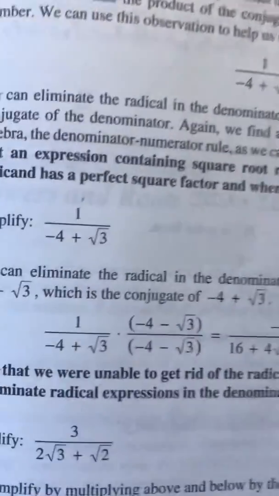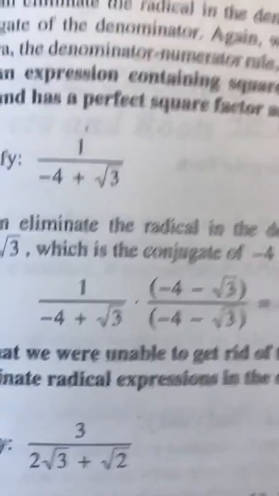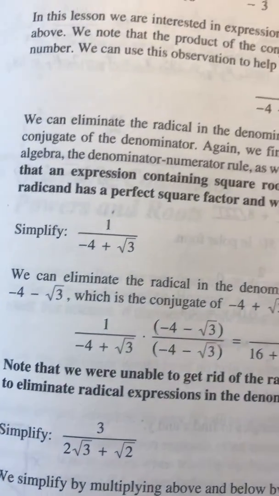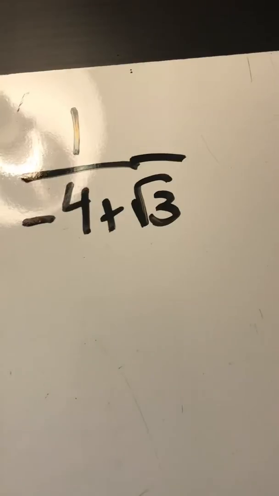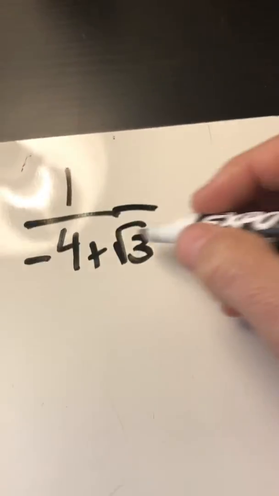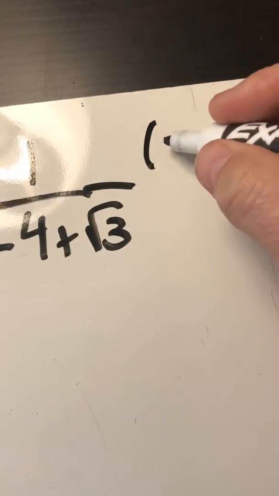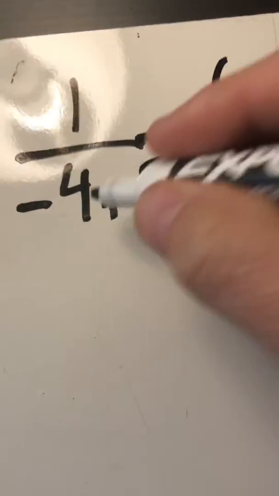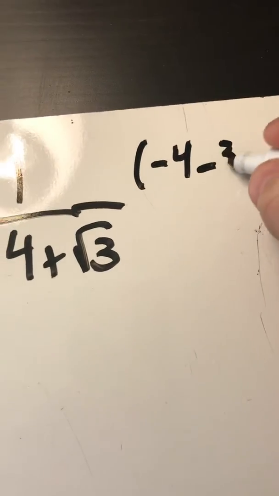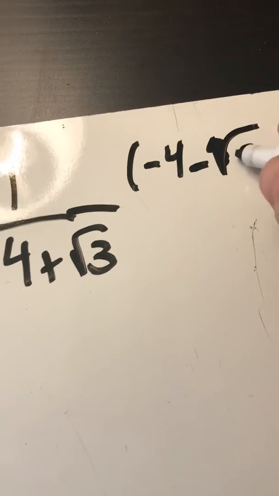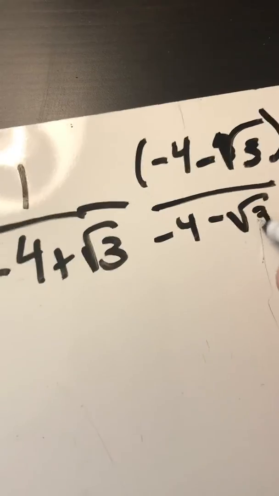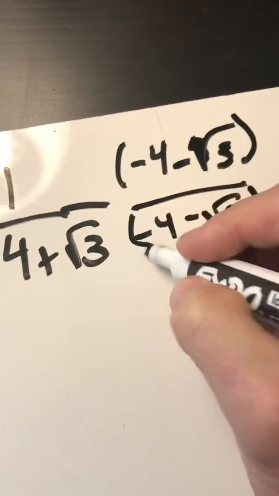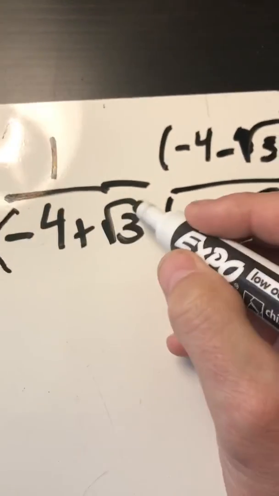Well, now, what if this is the denominator? Well, there's still a radical down there. I don't like it. So you're going to multiply by what's called the conjugate. So it's the same denominator that has the radical. It'll be negative 4, but instead of plus radical 3, it'll be minus radical 3. Top and bottom. That way you're still using a force, okay?